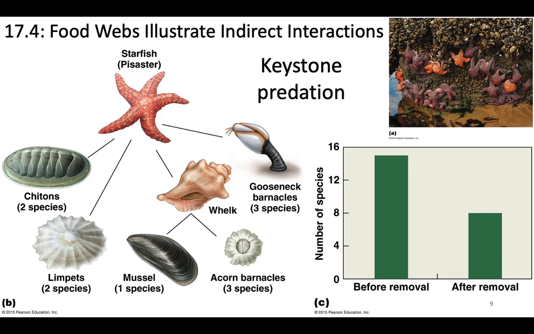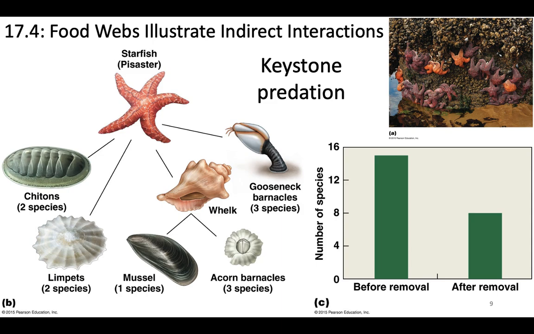Let's go back to the concept of keystone predation too, or keystone species. Keystone predation is a variation on this idea of a keystone species, and this is when a predator enhances one or more less competitive species by reducing the abundance of more competitive species. So a predator comes in, it eats the more competitive species, and then other species that compete with that species take over. So this would be another example of an indirect interaction.